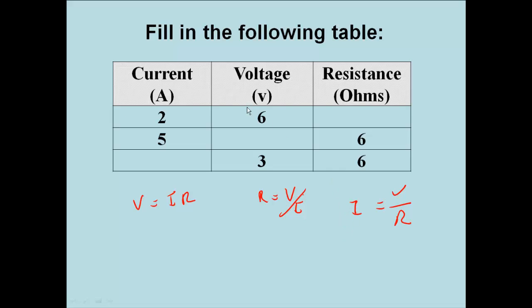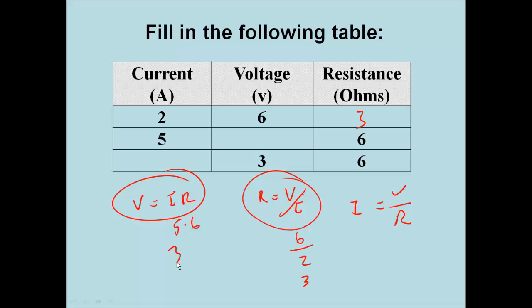We can simply solve for various things. If the current is 2 and the voltage is 6, what's the resistance? Looks like we're going to use this one. The voltage is 6, current is 2. Looks like we get 3. What is the voltage if we know the current is 5 and the resistance is 6? Looks like 30. And what is the current if we know the voltage is 3 and the resistance is 6? Looks like a half an amp.